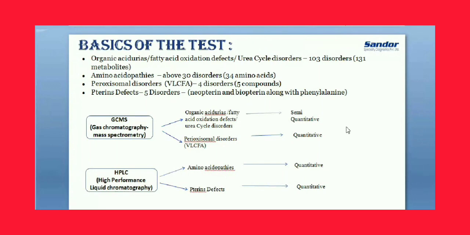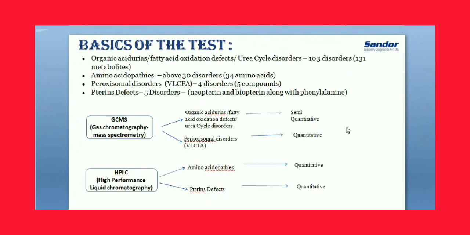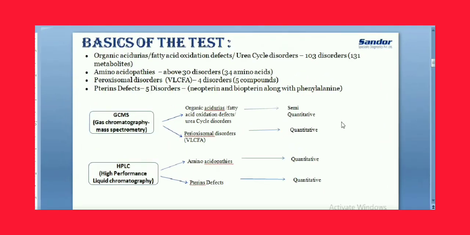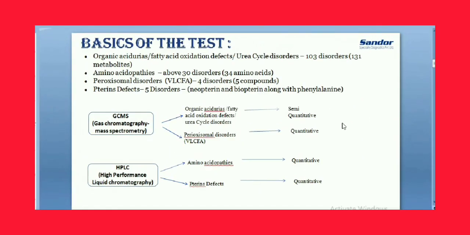Right. Noted. Then amino acids, we look into 34 amino acids. You can check the report whenever you have. We will be reporting 34. And in organic acids, as I said, there are 131 metabolites which we check, and which are abnormal, we report. If there is no abnormality in any analyte, then we don't give any compound table.